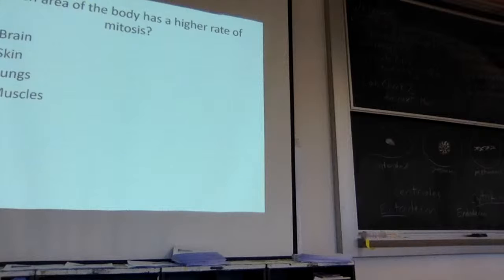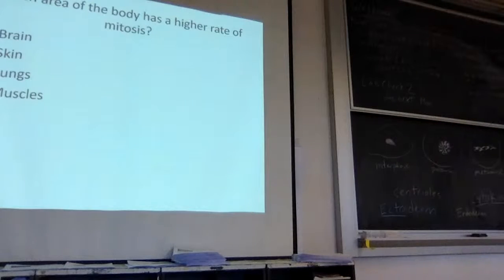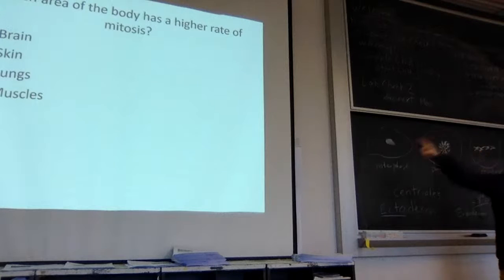Okay, hands on three. 1, 2, 3. Say letter. B. B, yeah, skin. Skin is constantly reproducing. There's a really high rate of mitosis. So if you wanted to take a sample from a different part of your body, you're more likely going to see mitosis happening with the skin than the brain, lungs, or muscles. It can happen in these other places, it's just much less frequent, the brain being the least frequent.